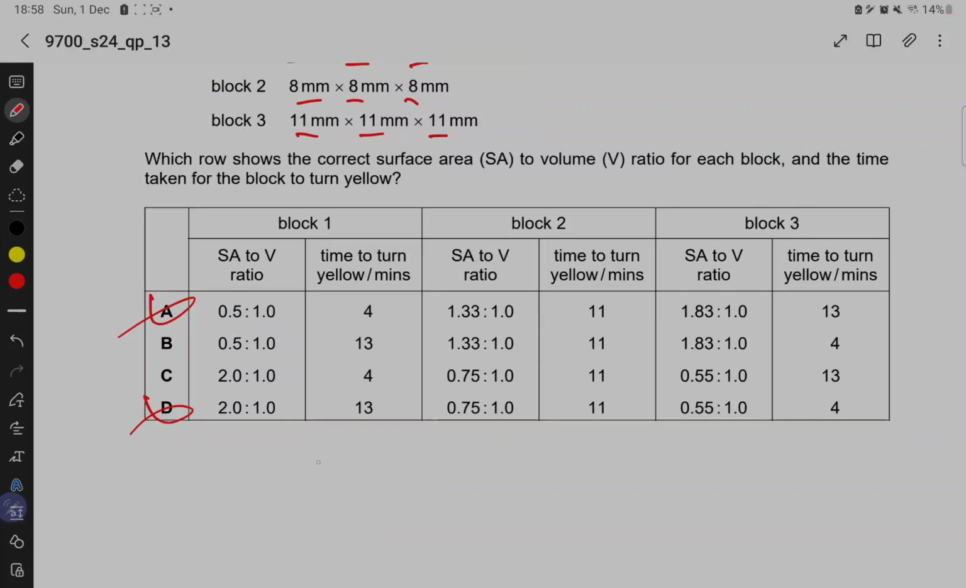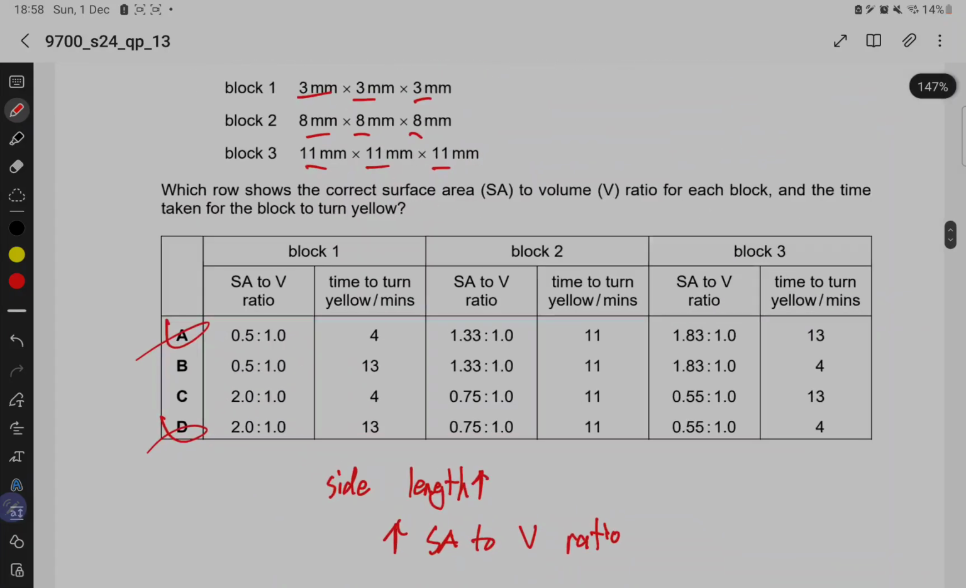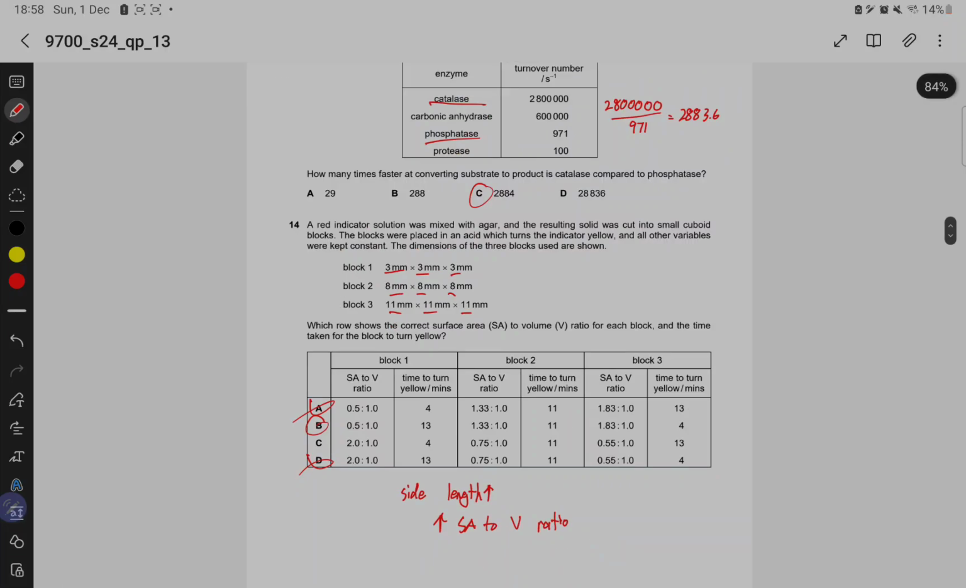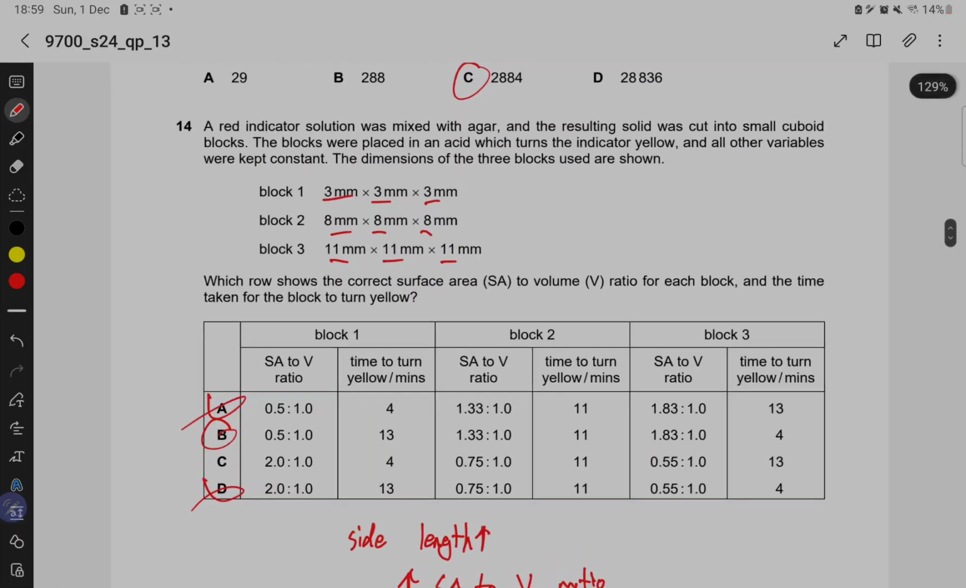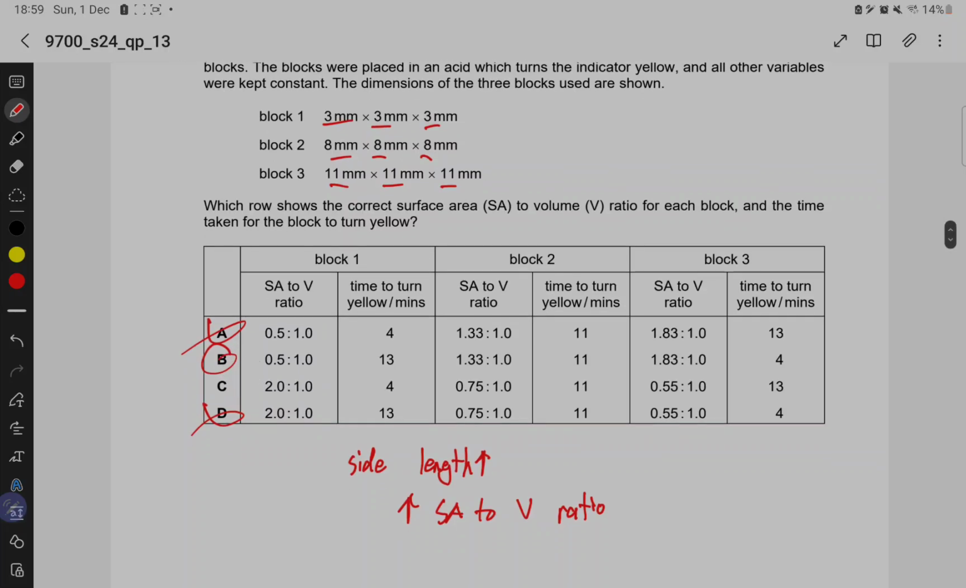When the side length increases, so does the SA to volume ratio. So as you see, they are increasing, going from block 1 to block 3. So the SA to V ratio should increase. So the answer is B. Wait. Okay, let me just calculate this thing out.